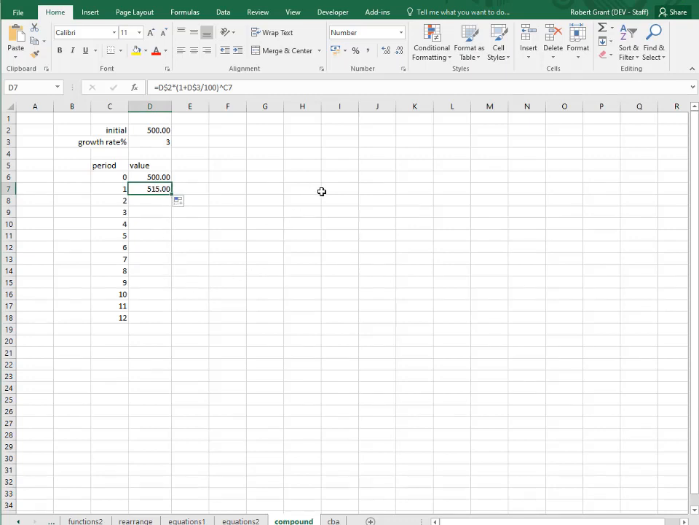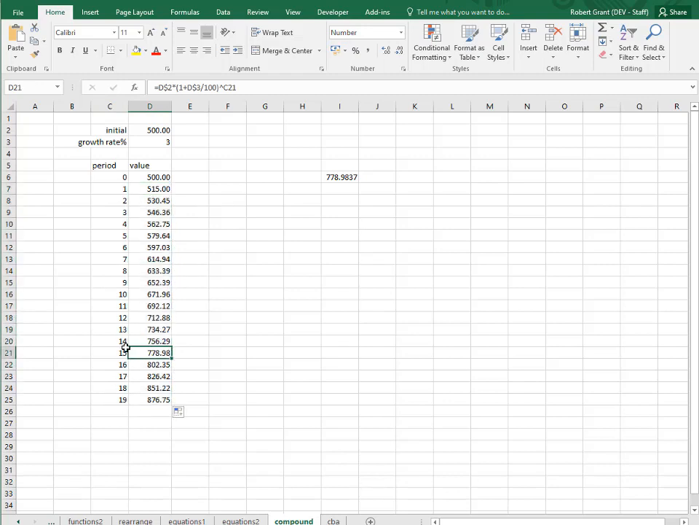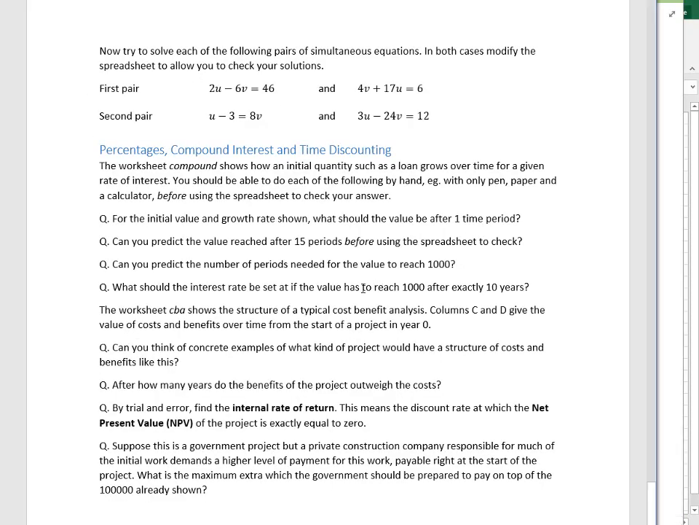So let's do 500 times 1.03 to the power 15. So that's the prediction. So let's see how it goes after that many time periods. So we come down to here, we want to get 778. So the prediction works out okay. Good, so this is growing over time now. And oops, that's the question.